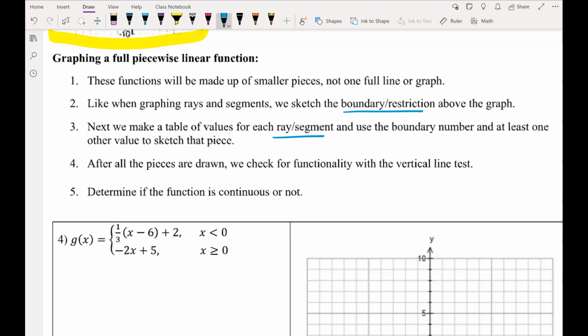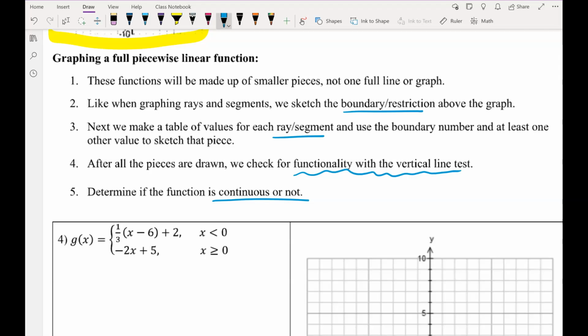After all pieces are drawn, we check for functionality with the vertical line test, meaning, hey, is it a function after all? If we make a vertical line, is it going to pass the vertical line test? Does it intersect more than once? If it does, then it's not a function. Then we answer the question, is it continuous or not?